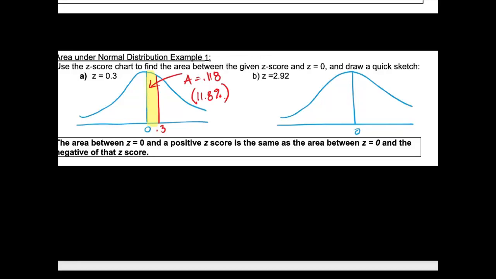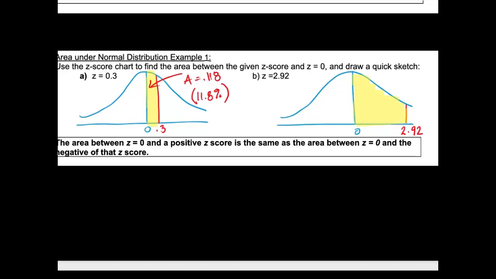Let's look at the second one, a z-score of 2.92. This is a positive z-score, so that's also going to be to the right of 0. I'm going to draw it further out than the last one since it's a bigger z-score. And I'm going to shade in the middle, just like I did in the last problem.